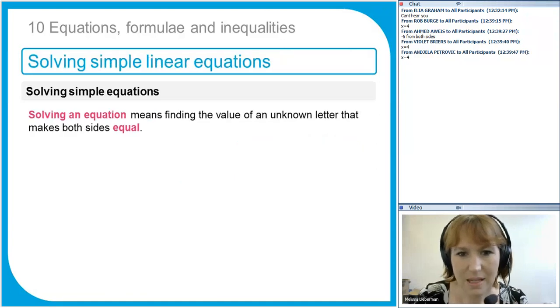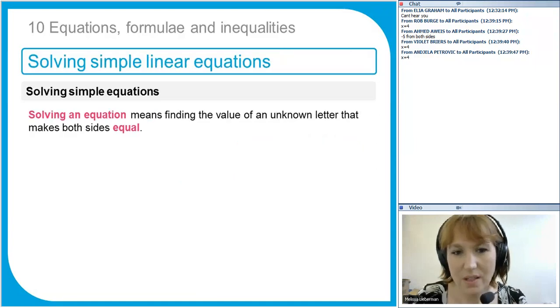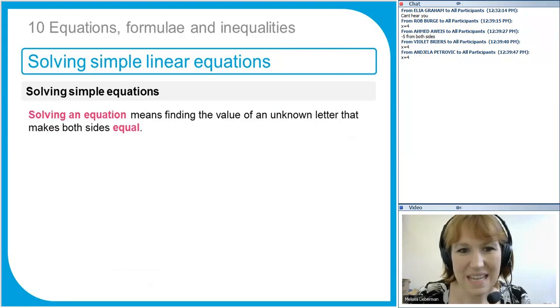Okay then. Let's have a look at solving equations first. Now I've put linear equations. Don't worry too much right now what that means. Basically, it just means that the letters don't have any powers in them. So they don't have squares or cubes or dividing by the letter, and that's a linear equation. If I plotted it on a graph, it would make a straight line. So linear comes from the word line.